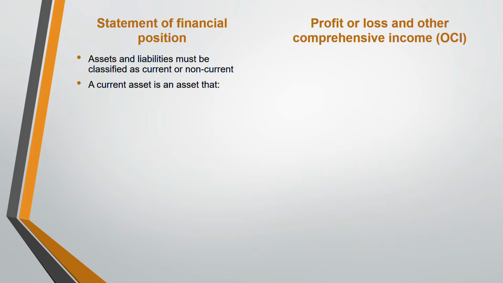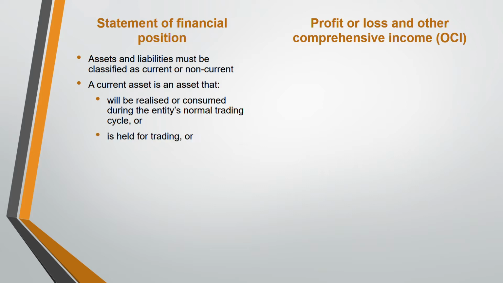A current asset is an asset that has the following features. Number one, it will be realized or consumed during the entity's normal trading cycle, and that normal trading cycle is usually within 12 months. Or it is held for trading. You see, it's "or". So if any one of them is satisfied, then it's known as a current asset, or it will be realized within 12 months of the reporting date.